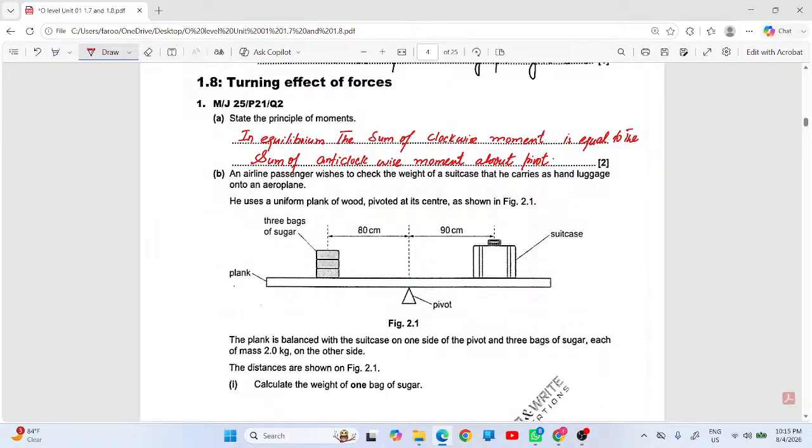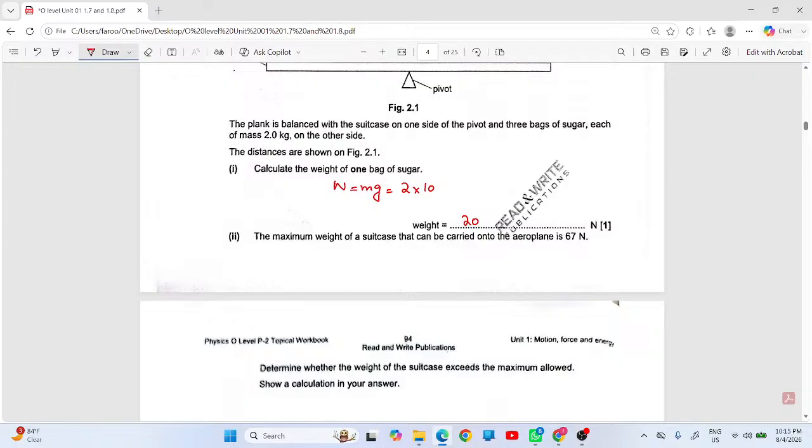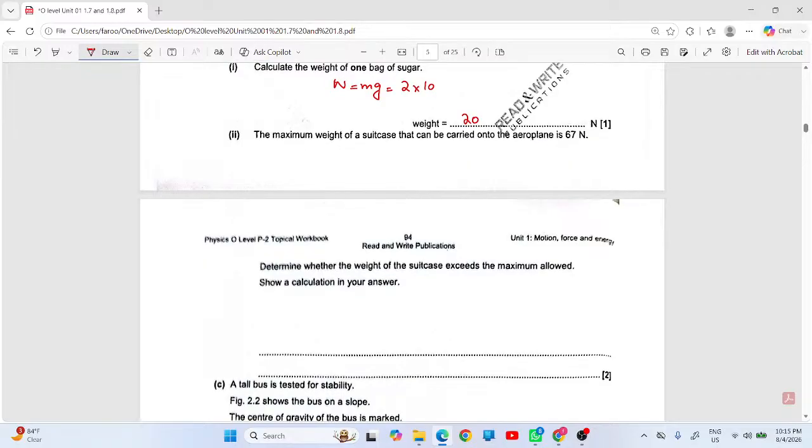So here we write that each bag is one mark, so the weight of one bag is mg, one bag having mass 2 kg, g is 10, so the answer is 20 Newton. Okay. Next, the maximum weight of the suitcase that can be carried on to the aeroplane is 67 Newton. Determine whether the weight of the suitcase exceeds the maximum allowed. Show a calculation in your answer.